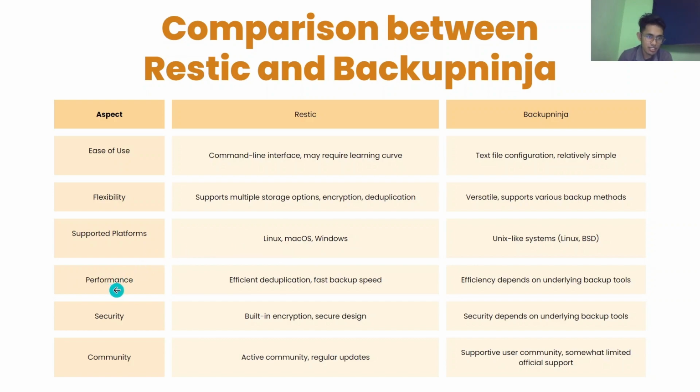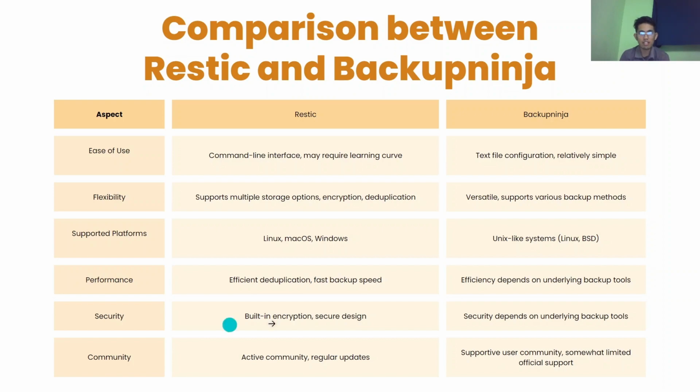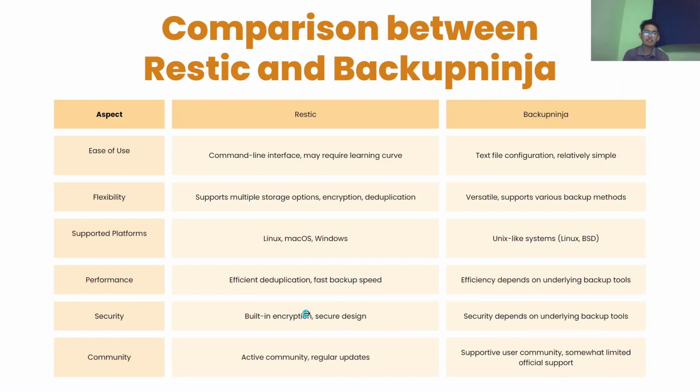And then the next one, the aspect of performance. Restic has efficient deduplication and fast backup speed, while Backup Ninja's efficiency depends on the underlying backup tools. So here, we can conclude that Restic wins again because it has efficient deduplication and fast backup speed, while Backup Ninja relies on the backup tools. Next one is security. Restic has built-in encryption and secure design, while Backup Ninja's security depends on the underlying backup tools. So here, Restic wins again for the aspect of security.